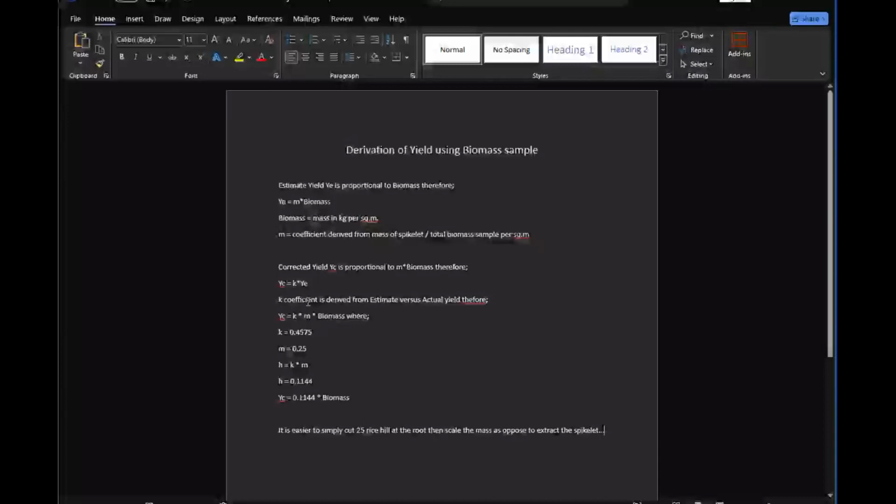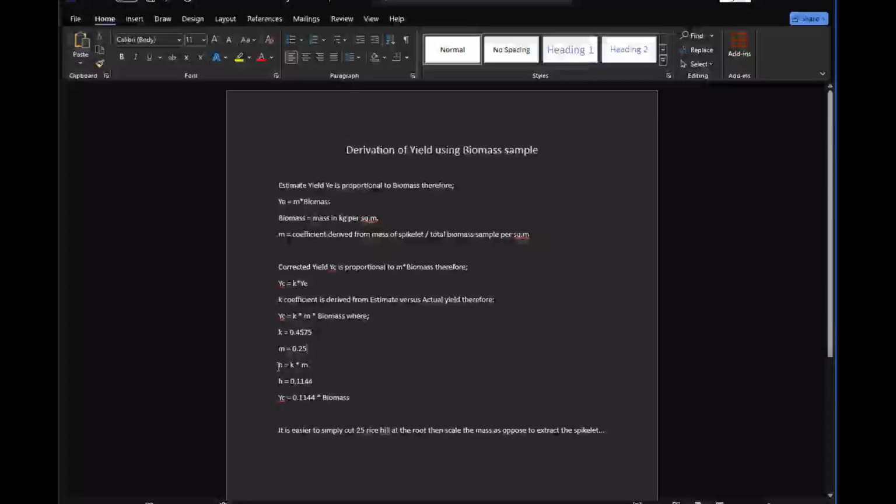Okay, that's missed there. And that was previous work. So corrected yield equals K times M times biomass. And so K was the previous number, 0.4575. The M is newly derived. It's basically 0.25. So I have another coefficient called H.